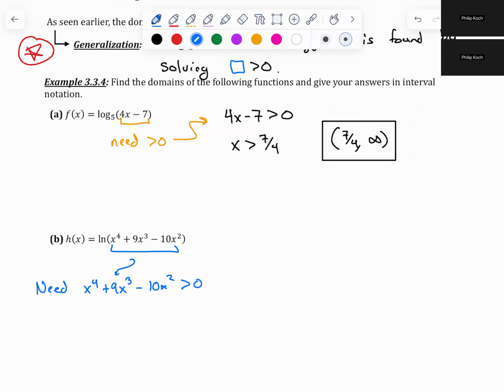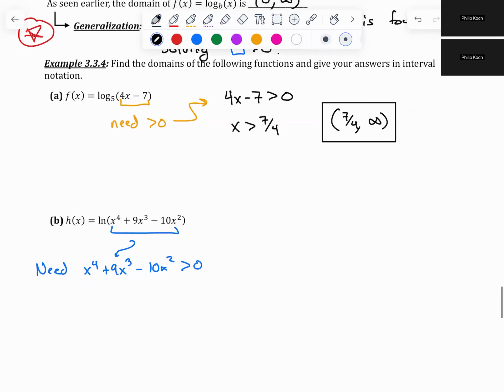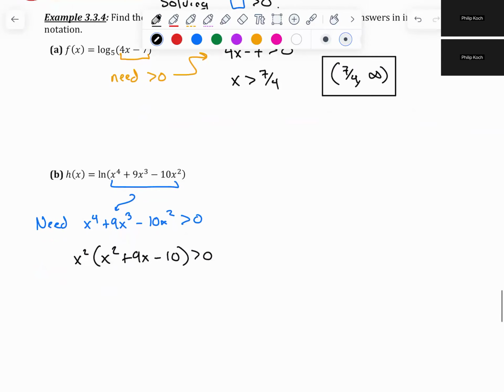And we know what that is, right? It's a nonlinear inequality. We love ourselves a good old nonlinear inequality, right? You got to factor it, find the VIPs, so on and so forth. This factors to x squared times x squared plus 9x minus 10 is greater than 0. And that will factor nicely to x squared times parentheses x minus 1 times parentheses x plus 10 is greater than 0. And I'll let you guys finish the rest of that one.